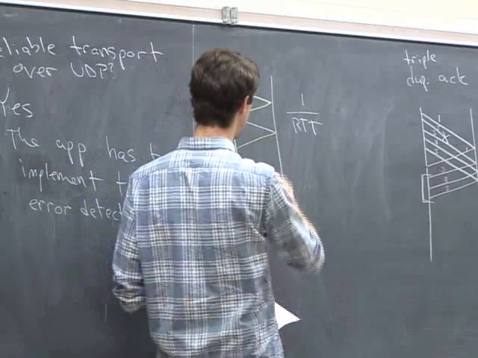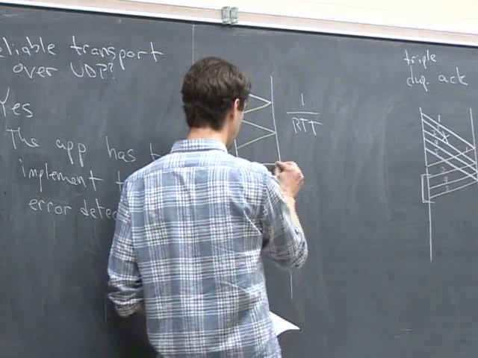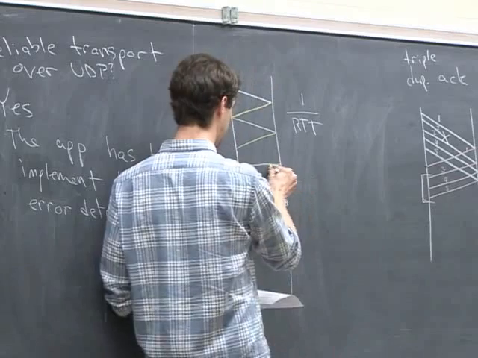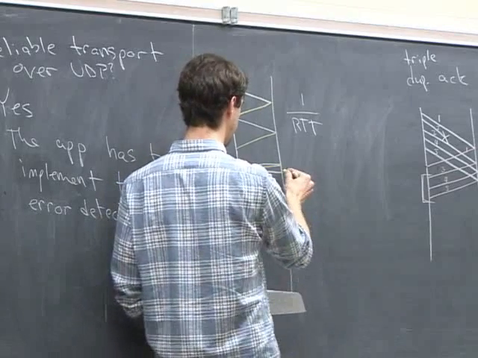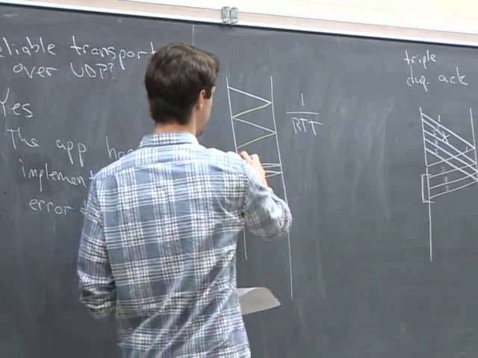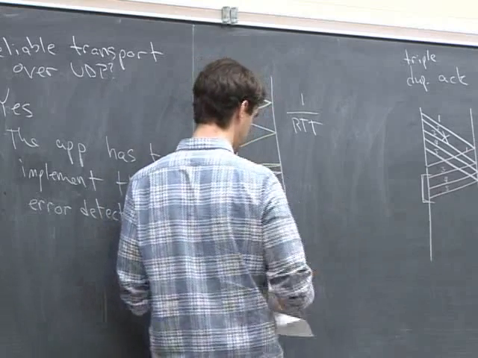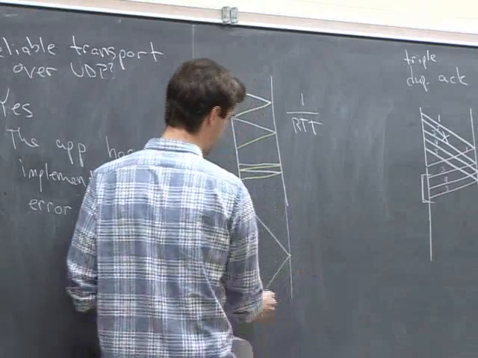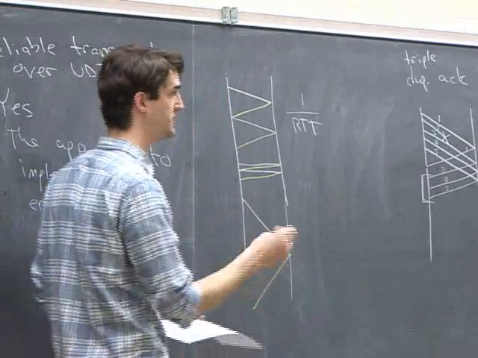And you can see that with this type of diagram, because if we had a low round trip time, we have something like this, where we're sending lots of packets and we're using more of the channel, more of the bandwidth, whereas if we have a long round trip time, we're having lots of waiting time, all right?